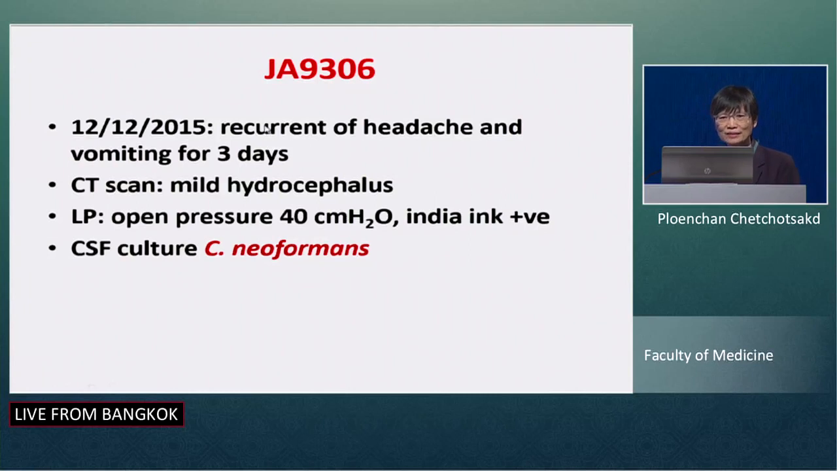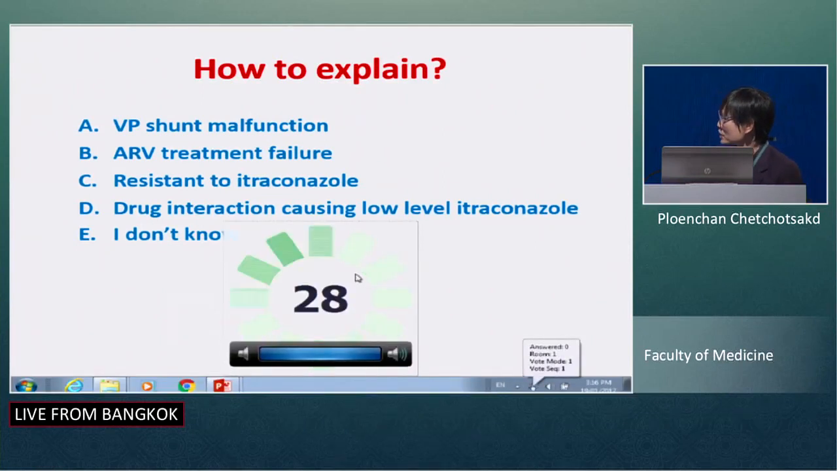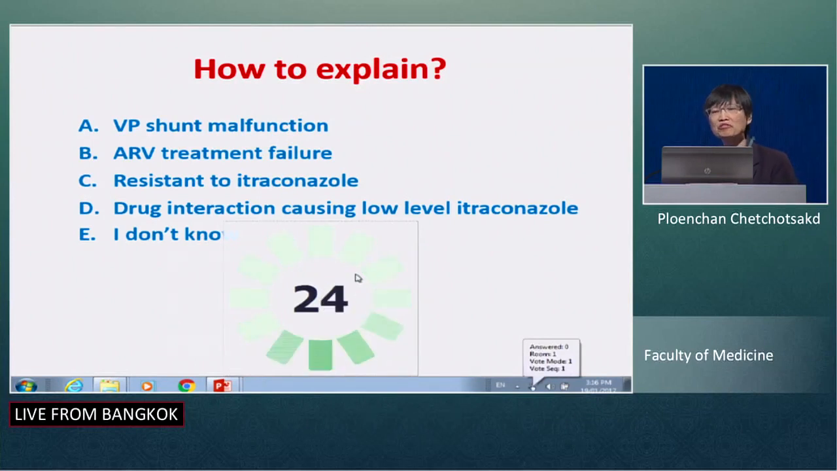So come back to our case. After we changed his antifungal to itraconazole, he came back again with recurrent headache and vomiting for 3 days. CT scan showed mild hydrocephalus. We did the lumbar puncture. The pressure is increased, and India ink is also positive. The CSF culture again grew Cryptococcus. How to explain this? Is this a shunt malfunction, or ARV treatment failure, or resistance to itraconazole, or drug interaction causing low level of itraconazole, or the last one, I don't know.